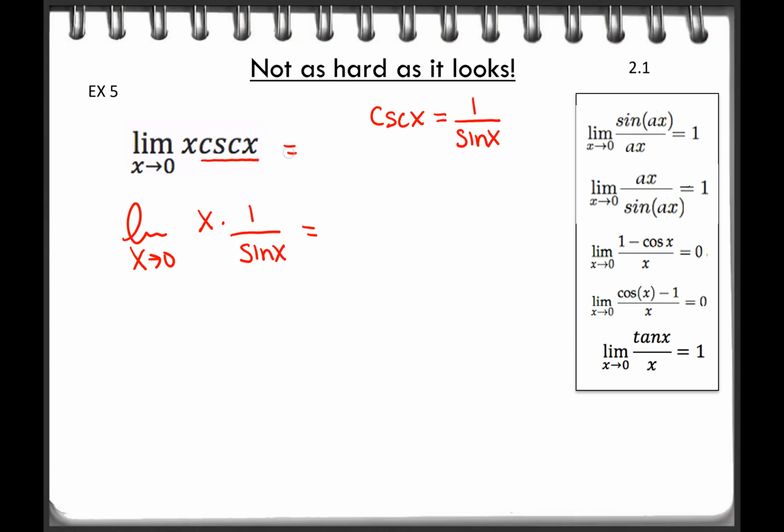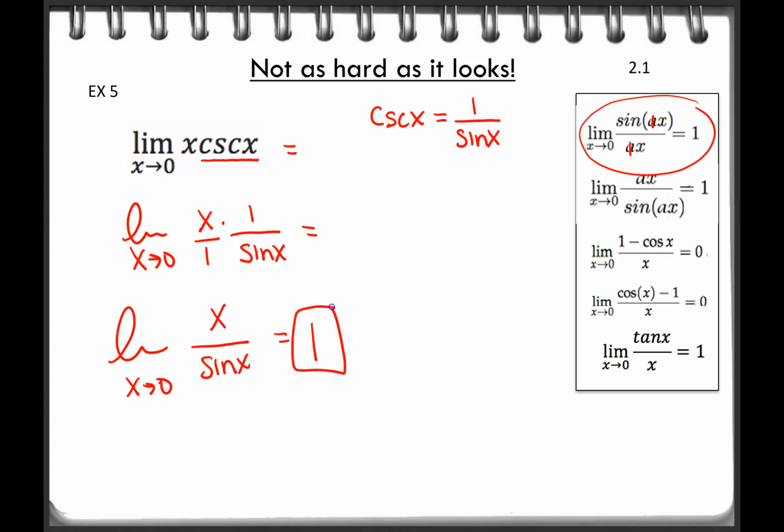Well, what is that going to be equal to? Well, I can just put this x over 1. That's going to be the limit as x approaches 0 of x times 1 is x over sine x. And now that becomes one of these problems where a is 1. And of course that limit is 1. Woo! Loving this.